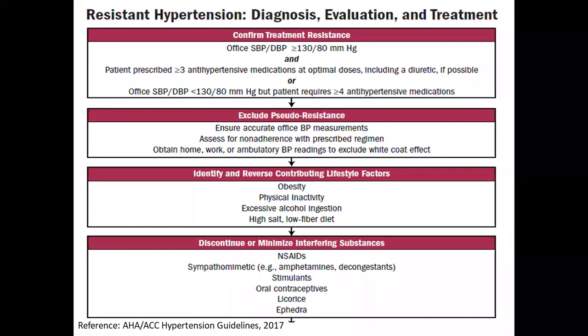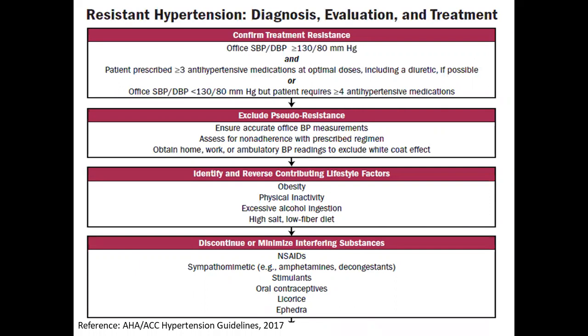So if a patient has a blood pressure of more than 130 by 80 millimeters of Hg, despite taking 3 antihypertensive drugs, including at least 1 diuretic agent, or if the patient is taking more than 4 antihypertensive agents and still it is very difficult to control the blood pressure, then we call this kind of patients as having resistant hypertension.